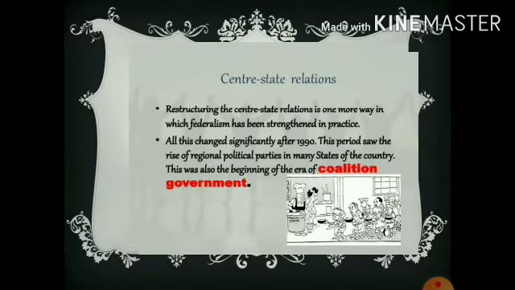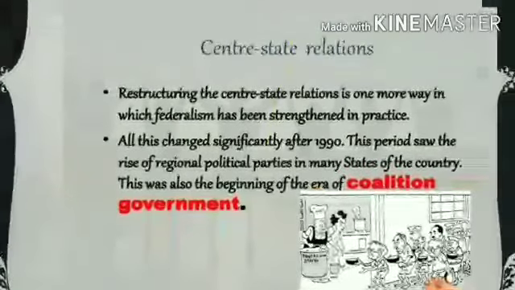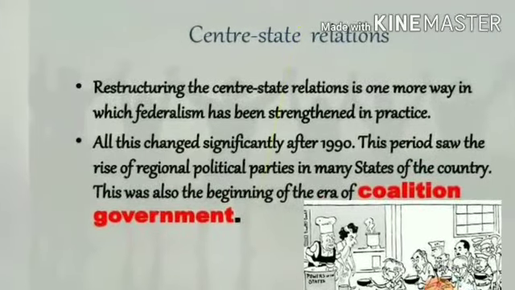Now we see here center-state relations. What does it mean? Restructuring the center-state relation is one more way in which federalism has been strengthened in practice. All this changed significantly after 1990. This period saw the rise of regional political parties in many states of the country. This was also the beginning of the era of coalition government.